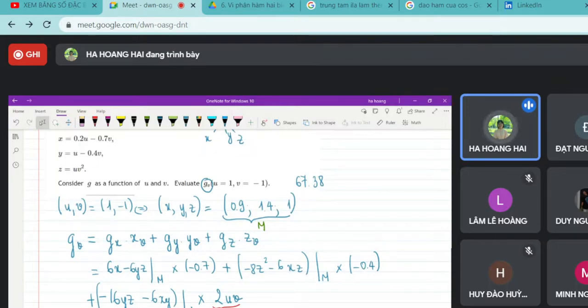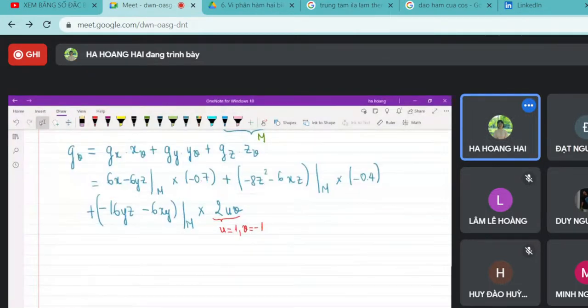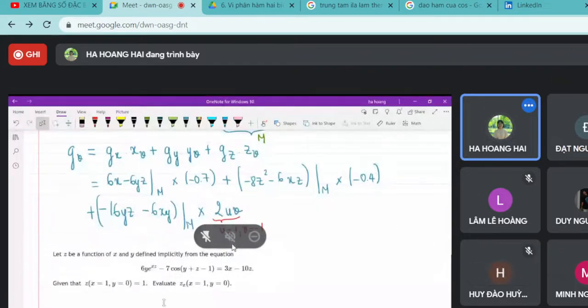And the answer is 67.38. Okay, another question. Question number 4. Let me know what is the answer for this one.